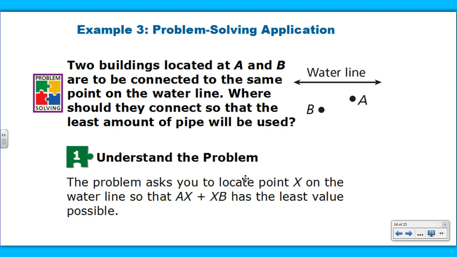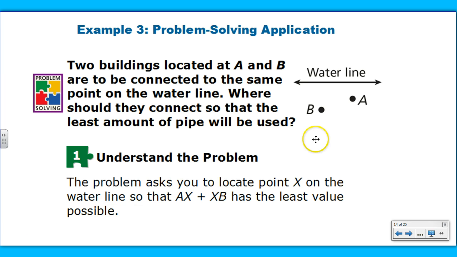Okay? Here's a problem-solving application. 2 buildings are located at A and B. They are to be connected to the same point on the water line. Where should they connect so that the least amount of pipe will be used?